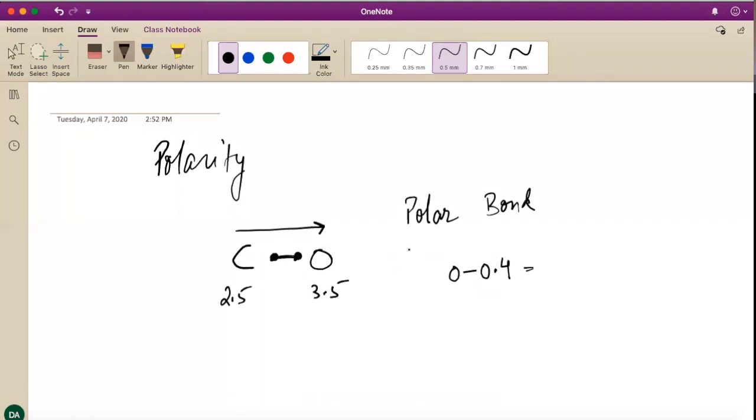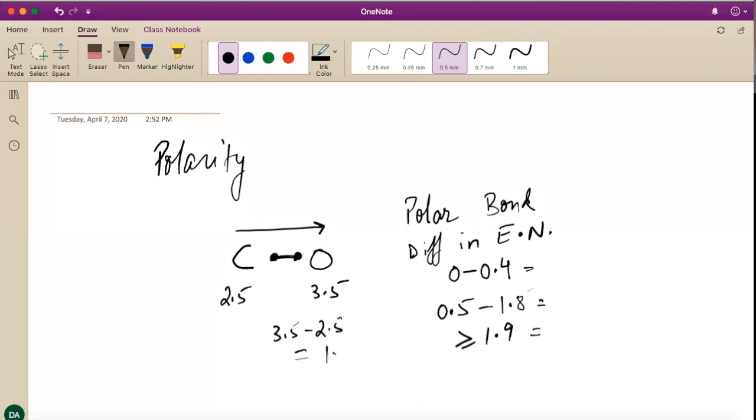Now, the difference in electronegativity is what we are talking about here. There's a range of difference in electronegativity: 0 to 0.4, 0.5 to 1.8, and then anything more than or equal to 1.9. So these are three ranges that we got. Tell me, between C and O, what is the difference in electronegativity? Oxygen is 3.5 and carbon is 2.5. So the difference is 1.0, right?